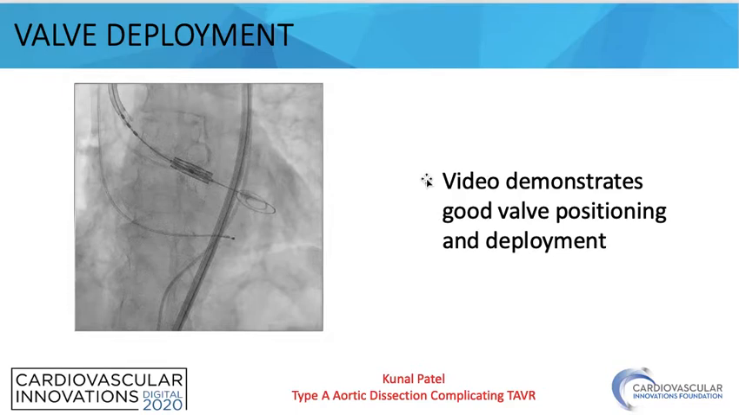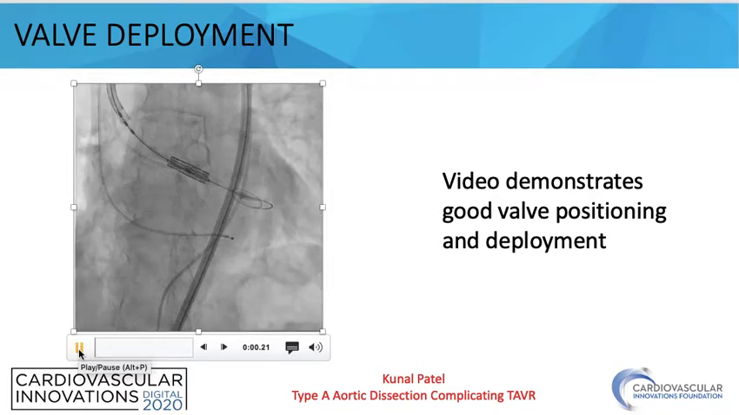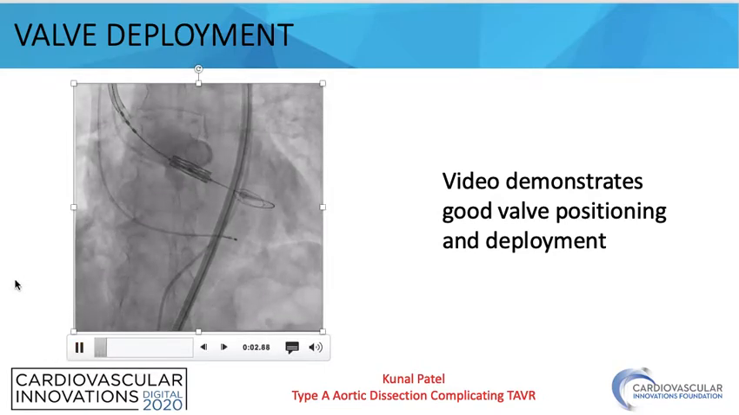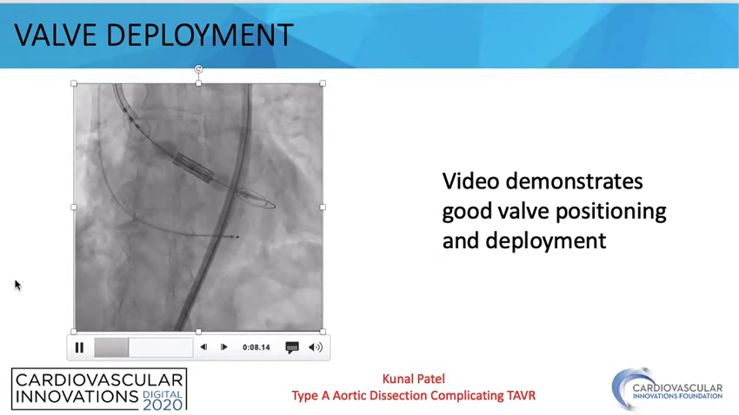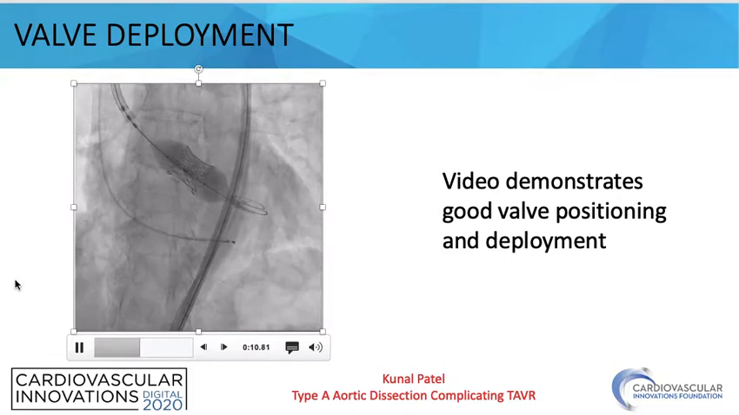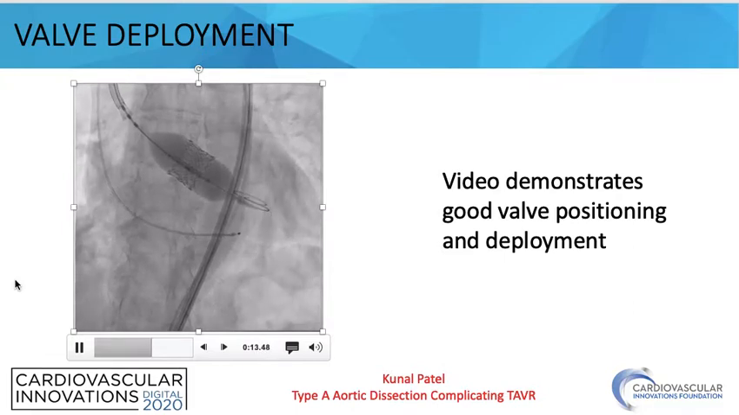Transfemoral access was achieved without issue, and the patient's native valve was easily crossed. The S3 delivery system and the valve were advanced to the deployment position smoothly without any resistance. In this video, we demonstrate the actual deployment of the valve, which was done under rapid pacing. As we can see, the valve was in good position, and the patient tolerated rapid pacing without any immediate issues.